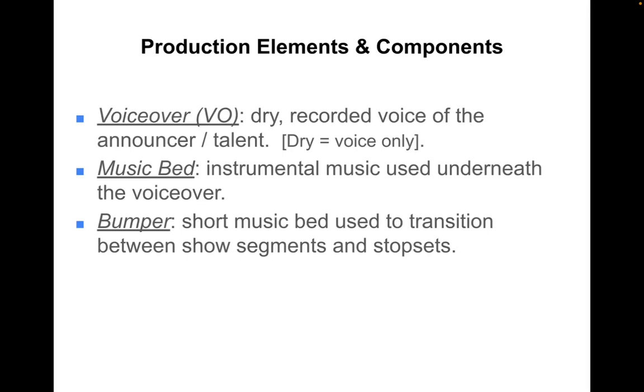So, how are these elements produced? What are their components? The first is the voiceover, that is the dry recorded voice of the announcer. Dry means raw voice only with no music or sound effects. The next ingredient is a music bed, which is instrumental music used underneath the voiceover. Short music beds, called bumpers, can also be used to transition between show segments and stop sets, and vice versa.